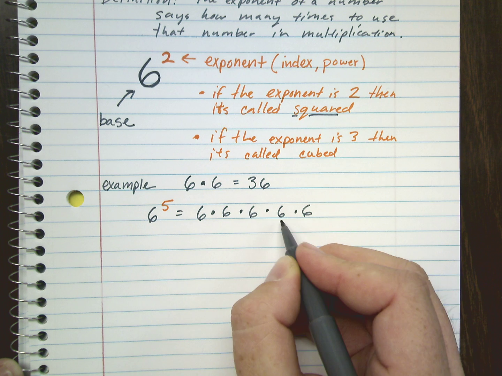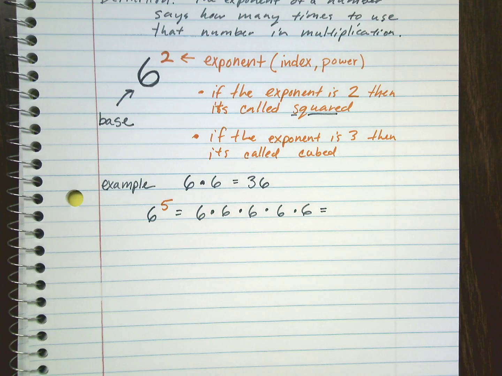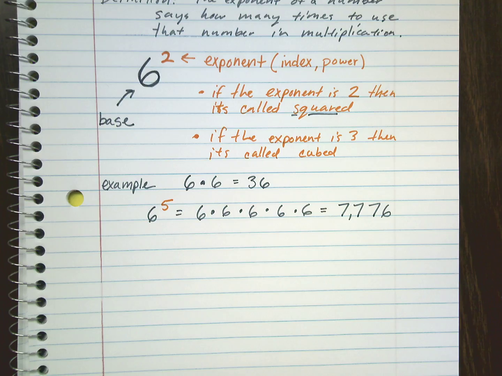That's 5 times: 1, 2, 3, 4, 5. Oh gosh, I need to get out my calculator for this one. 6 times 6 is 36, and 36 times 6, oh boy, here we go. I'm busting out my calculator. I want 6 to the power of 5. This is going to get really big. It's 7,776. It gets really big really fast.